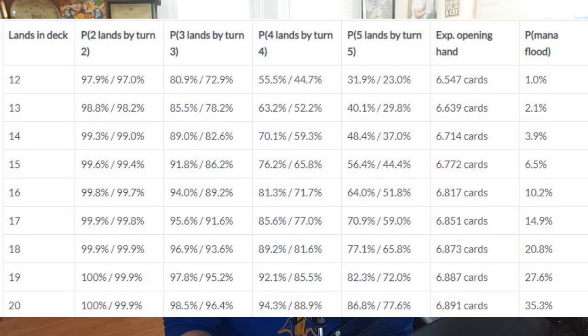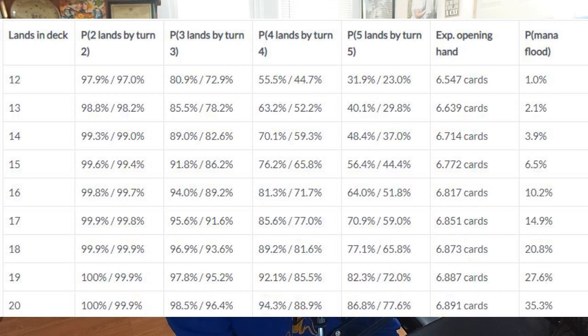So what about limited? In limited, here's another graph by Frank Karsten. The reasonable amount of lands, 12 I think is a little unreasonable, but 12 to 20 lands is your limited range for the amount of lands you would put in a limited deck. And you have sort of the same graph going on here. Now, just looking at this graph, you can pretty easily see why the default for limited decks is 17 lands.